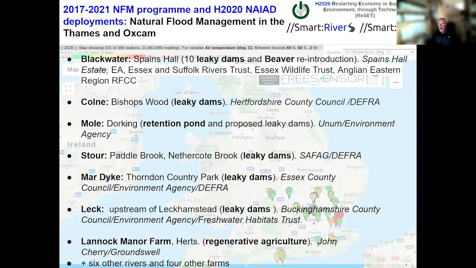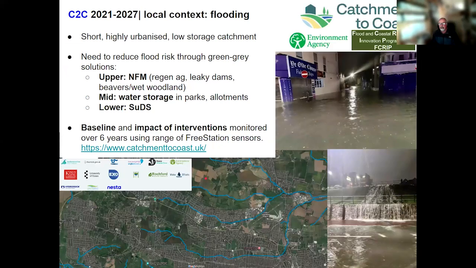So to give you an idea of the kinds of deployments, I mentioned we worked a lot in the NFM pilot program, working for a number of the different projects that were installing NFM to do monitoring. We did that for them, but also as part of an EU funded project. And these are some of the places that we worked, looking at a variety of different NFMs: regenerative agriculture, leaky dams, retention ponds, and beaver reintroduction.